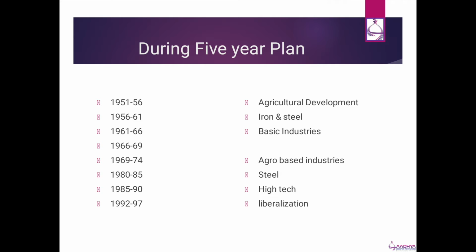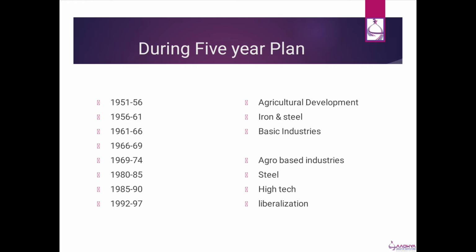But when it comes to the second 5-year plan, from 1956 to 61, more focus is given to the iron and steel industry. Then in 1961 to 66, the third 5-year plan, basic industries and heavy engineering industries were the focus under the central government of India.